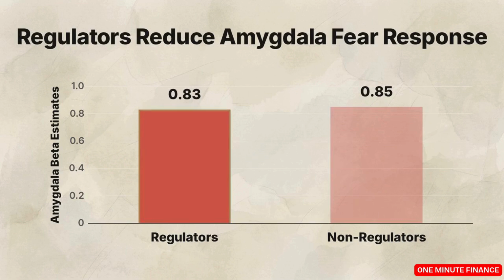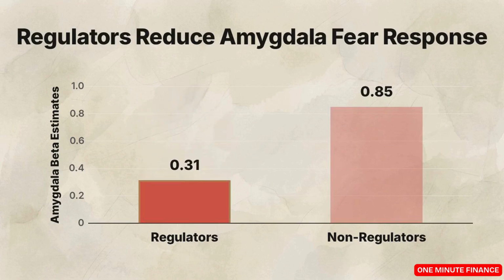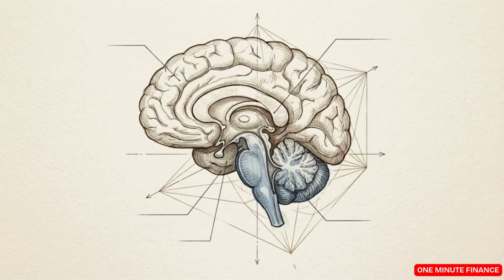Regulators physically reduced their amygdala responses to loss, displaying significantly lower beta estimates of brain activity. Conversely, non-regulators showed persistently high amygdala arousal as their brains continued registering market variance as a physical threat. This strategy downregulates the neurological association between market volatility and biological panic.